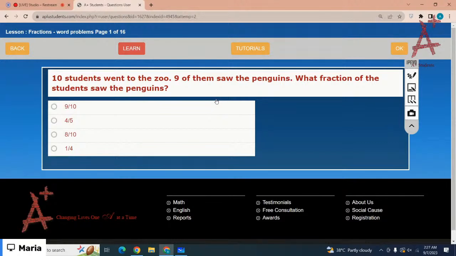Yes, that would be 9 out of 10 because the total students are 10 and 9 of the students saw the penguins. So it would be 9 out of 10. Option number 1 is the correct option.